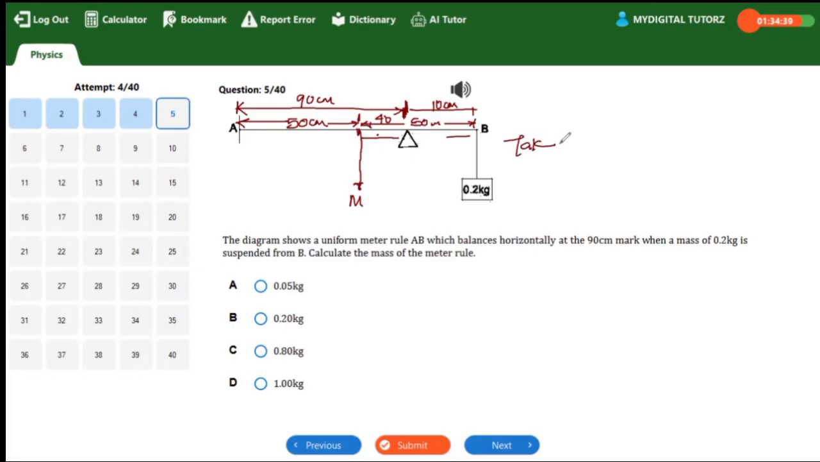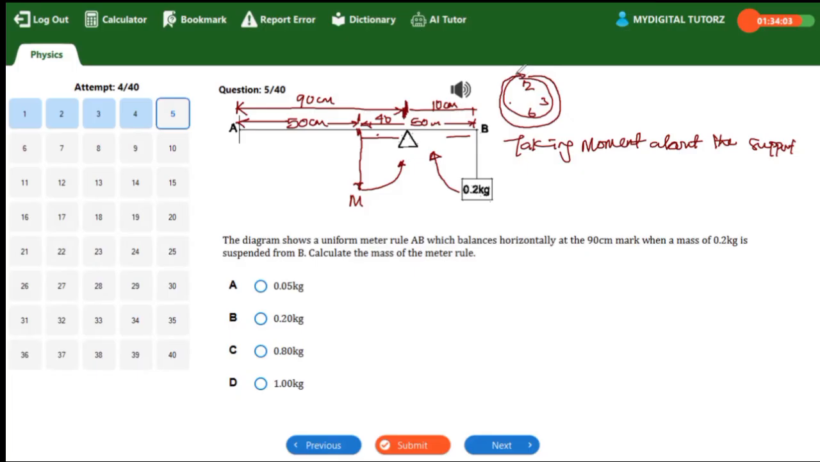So taking moment about the support or pivot, then this is anti-clockwise. This is clockwise, right? It's moving like this, and this is anti-clockwise. Is that understood? So if you have the face of a clock, anything moving in this direction, coming like this, is clockwise. And anything going to the left from this, like this, is anti-clockwise. Please take note of this.